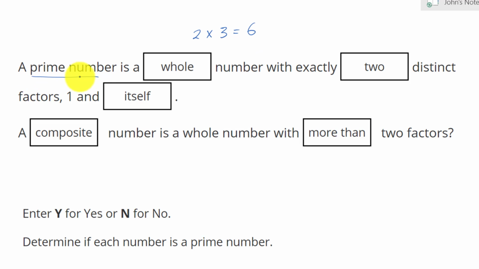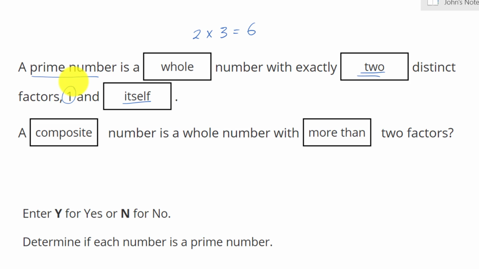A prime number is a whole number. Again, 1, 2, 3, 4, 5, and so on. Those whole numbers with exactly, now only, 2 distinct factors. What does that really mean? Well, there are only 2 factors, and one of them is the factor of 1 and itself.